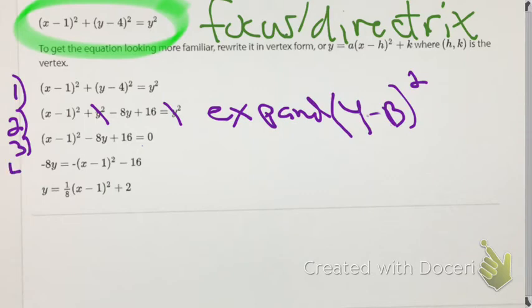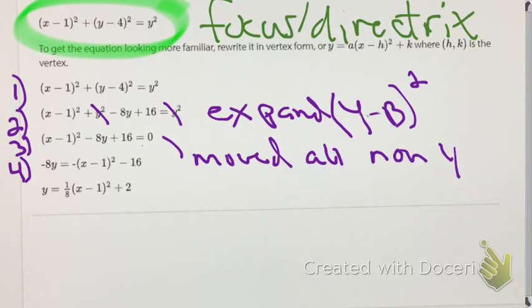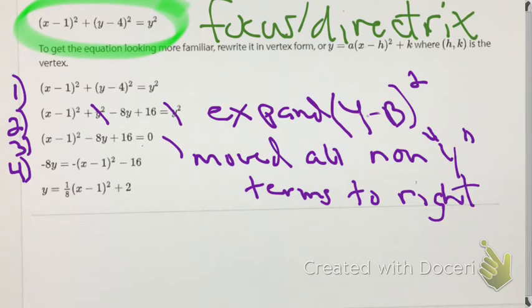So in step number 4, actually what they did was they subtracted. They subtracted the 16. They subtracted the x minus 1 squared. So they moved all, I'm going to call this non-y terms, to the right. So basically they subtracted x minus 1 squared and they subtracted off the 16. So now that's where we're at step 4.